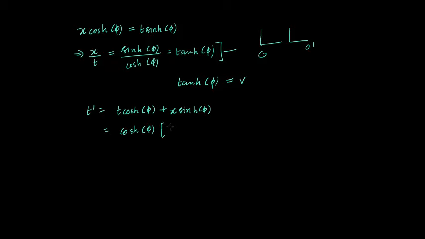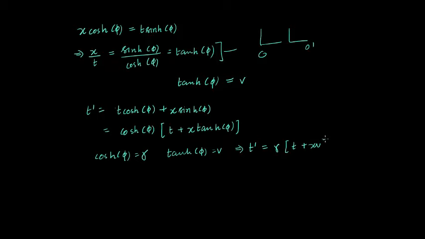This part will be t plus x tanh of phi. So now if we let cosh phi be some constant gamma, and of course we know that tanh of phi is equal to v, then we can say that t dash is equal to gamma times t plus xv. You can see that this is looking a lot like the Lorentz transformation that we wrote in the beginning of the video.